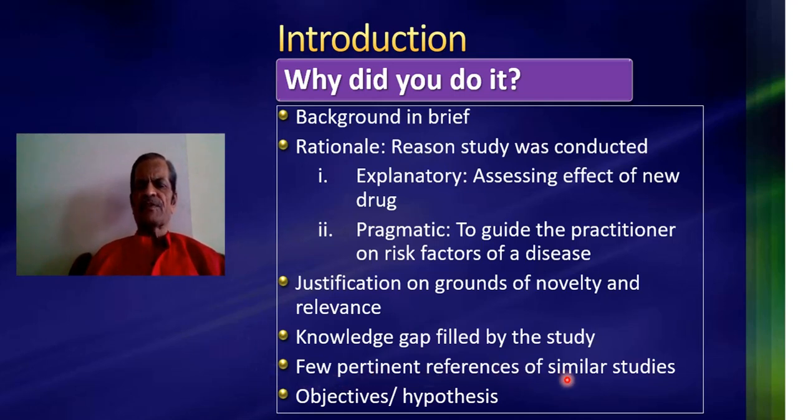Then a few pertinent references of similar studies. Persons might have conducted similar studies. They may be available in the references for you and others. Those must be mentioned, but they must be pertinent only, and similar to your study. And lastly, you must mention the objectives and hypotheses. Some journals expect the objectives and hypotheses to be mentioned separately, while some do not. In that situation, the objectives and hypotheses must be mentioned at the end of the introduction.